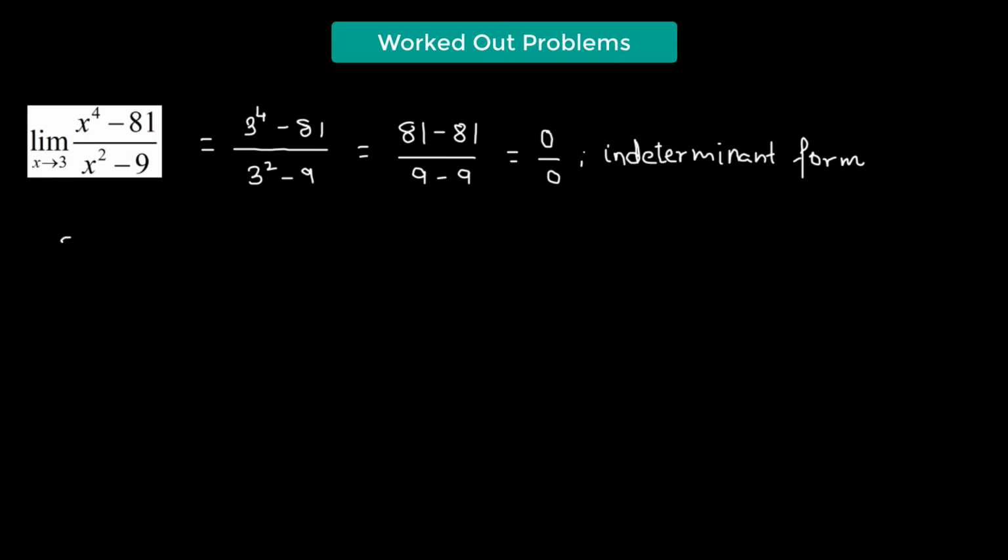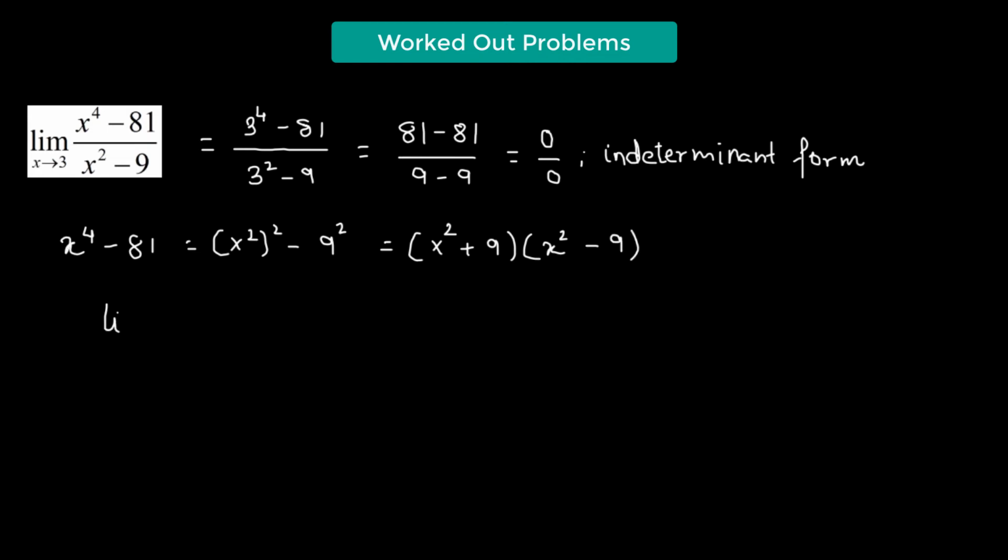Okay, so we begin by factorizing the numerator, which is x raised to the power of 4 minus 81. So that can be rewritten as x squared whole squared minus 9 squared. Now we are going to use the identity a squared minus b squared is equal to a plus b times a minus b, which gives x squared plus 9 times x squared minus 9.